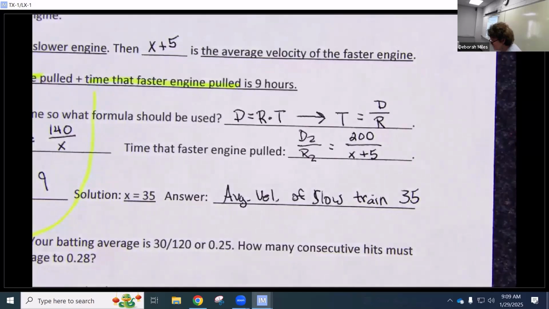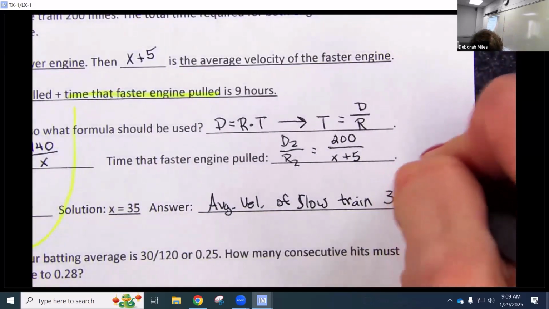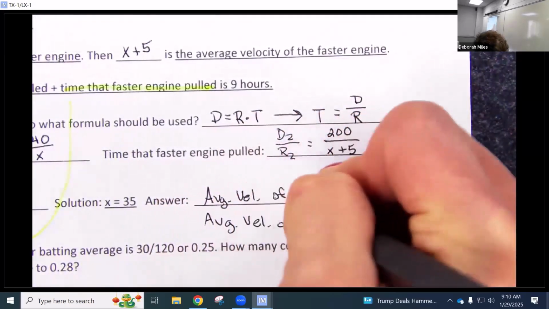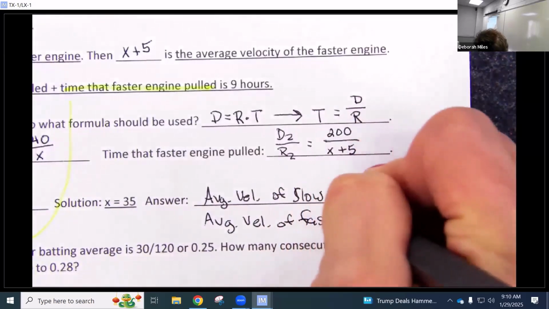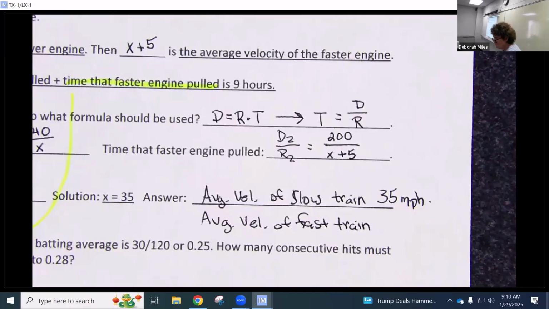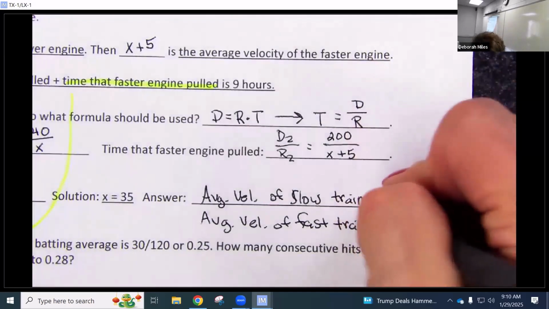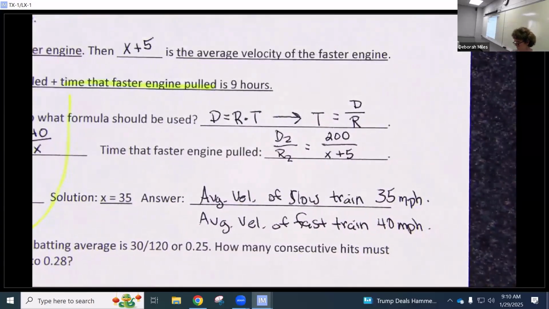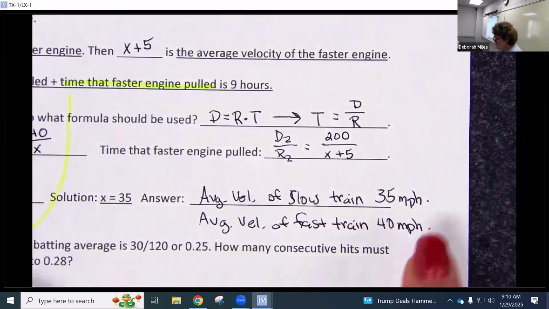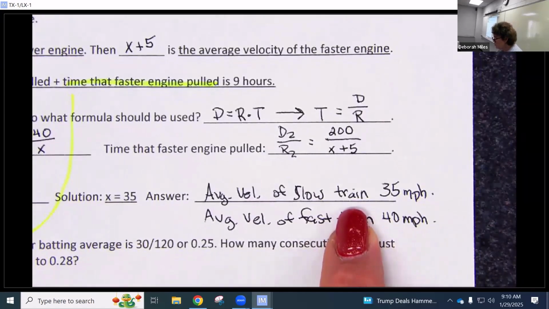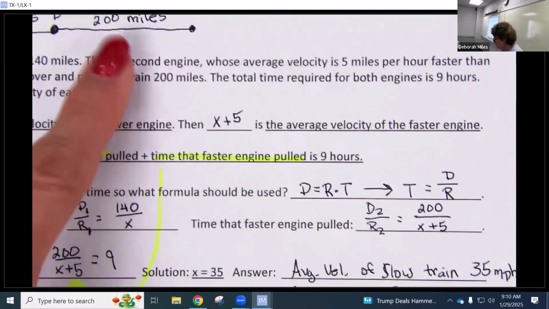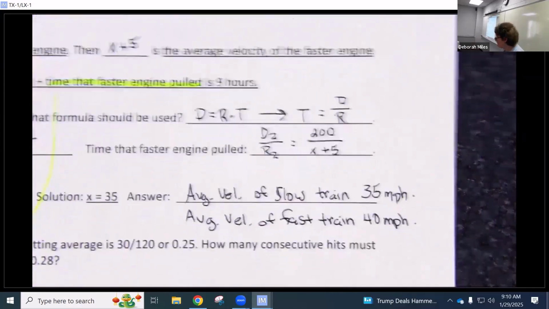Yes, because our distance was in miles and our time was in hours, it's 35 miles per hour. And what is the average velocity of the fast train? 5 more than that is 40 miles per hour. It would take you a minute to check it. You'd say the slow train's time was 140 divided by 35, and the fast train's time was 200 divided by 40. See if adding those together gives you 9.